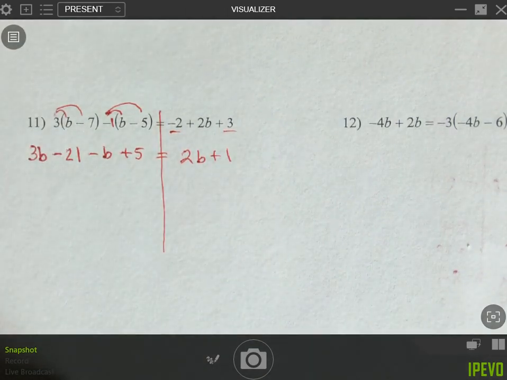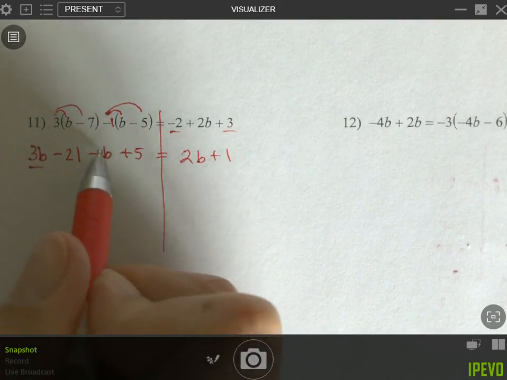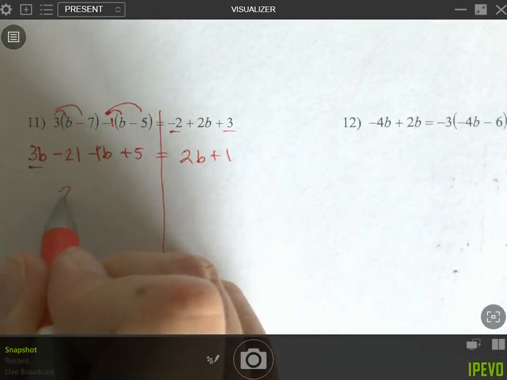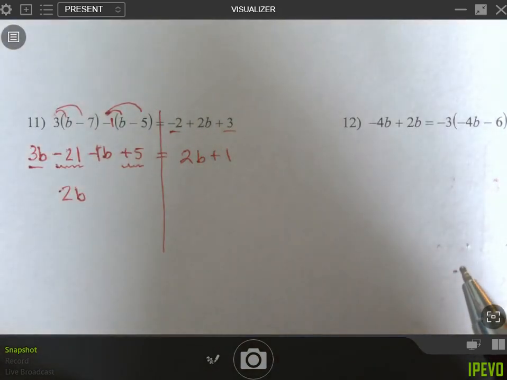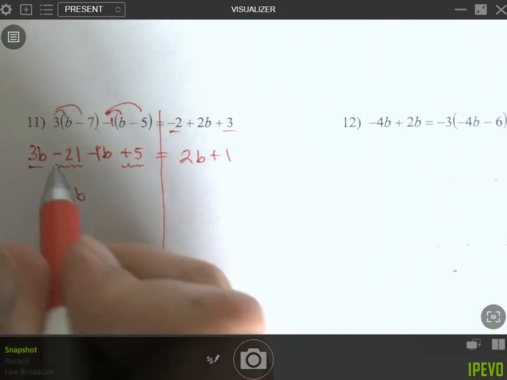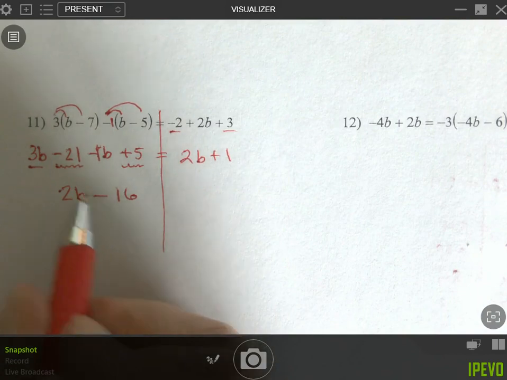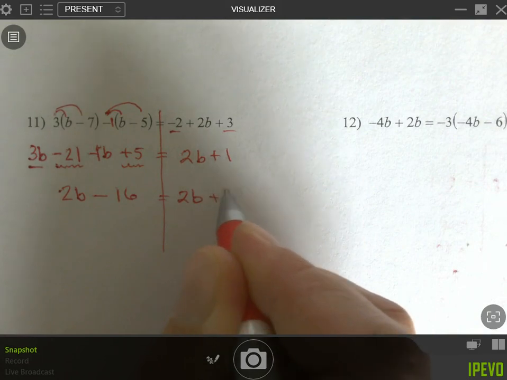Okay, now before I start moving things, I should probably clean up the left side. So what are my like terms on the left? Positive 3b and negative 1b. So what do I have? Positive 2b. Okay, negative 21 and positive 5. Positive or negative outcome? Negative outcome. So take 21 minus 5, we get 16. So that's the difference there. All right, now equals 2b plus 1.